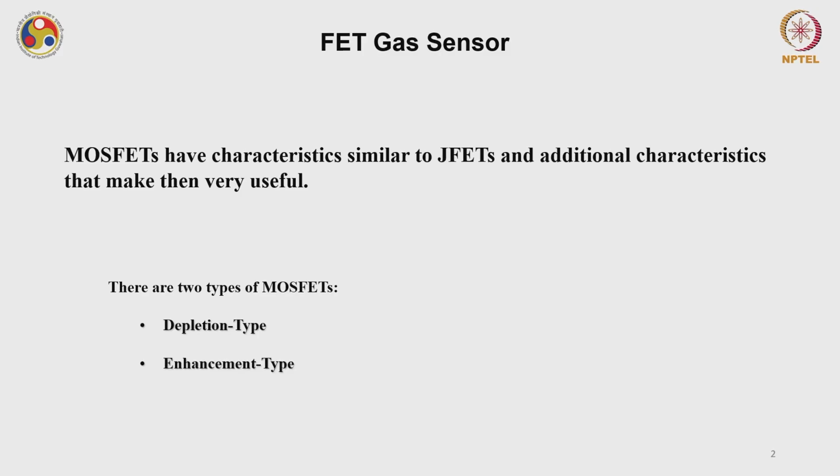We all know that these FETs have evolved from JFETs. So MOSFETs have characteristics very similar to JFETs and some additional characteristics which make them useful not only for switching applications but also for other applications. There are basically two types of MOSFETs, depletion type and enhancement type. Mostly the sensors that we are going to discuss today are based on enhancement type field effect transistors.